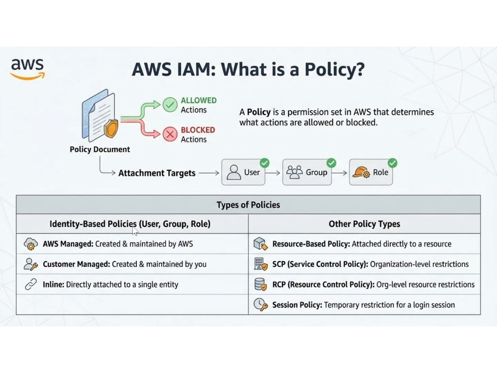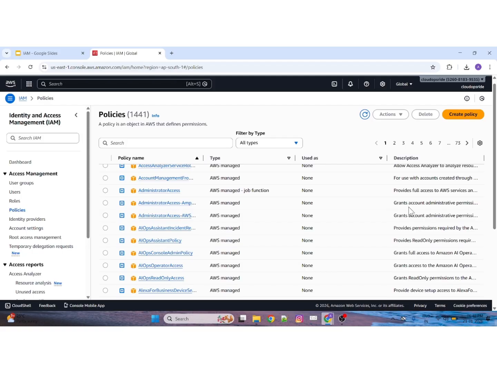Understood? So in identity based policy, we have two types. One is AWS managed policy, the other one is customer managed policy. What do you mean by AWS managed policy? As I mentioned earlier, AWS by default creates and manages these policies. If you come to this policy section, you can see all these are AWS managed policies. You can see the type as AWS managed, which is mainly created and maintained by AWS. Can we go ahead and modify these policies? No, we don't have any access to modify these policies.